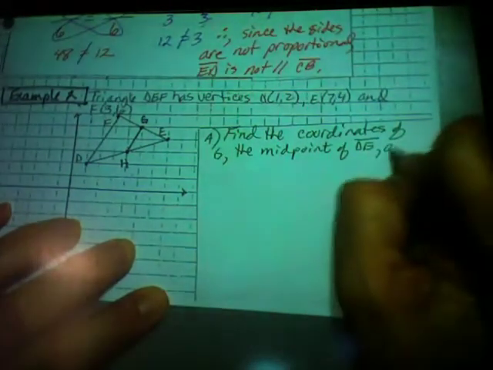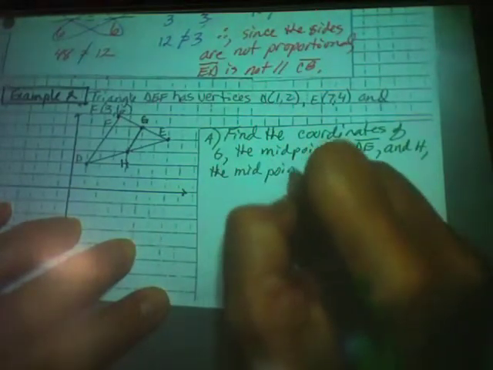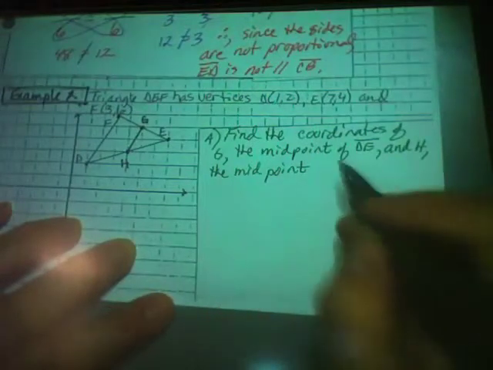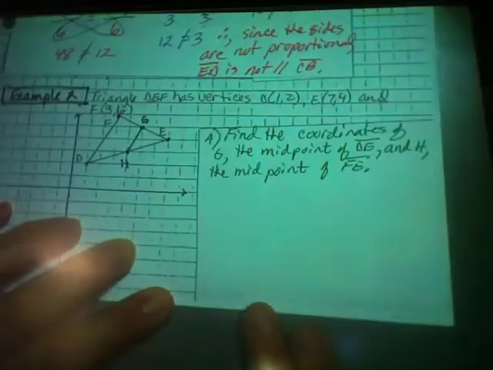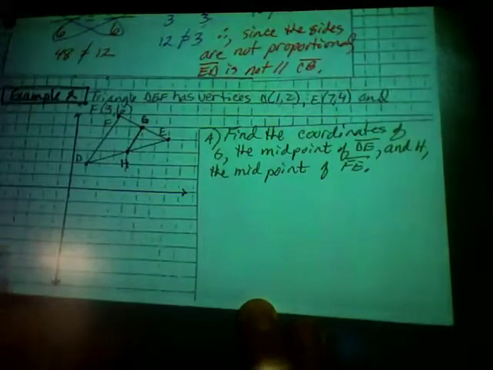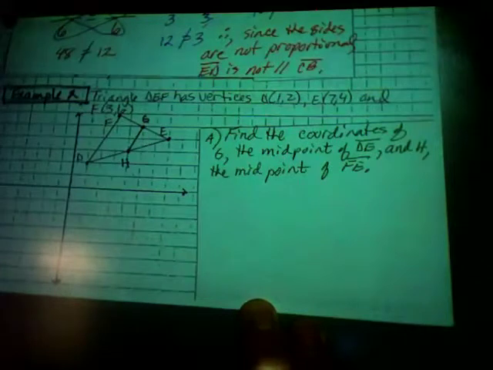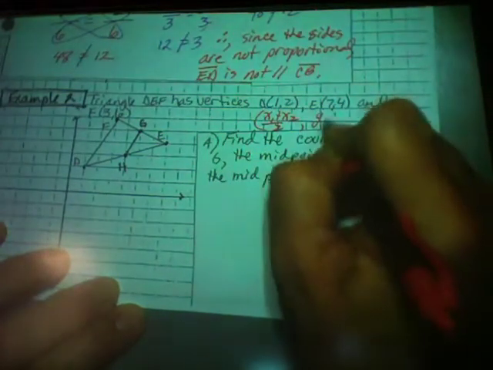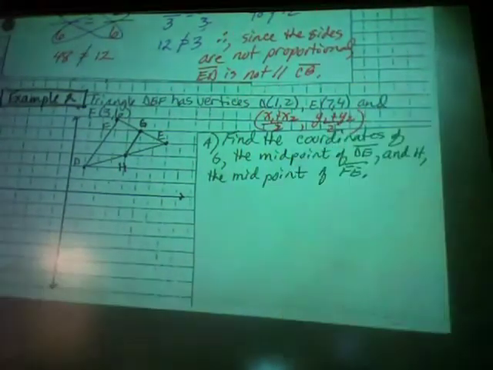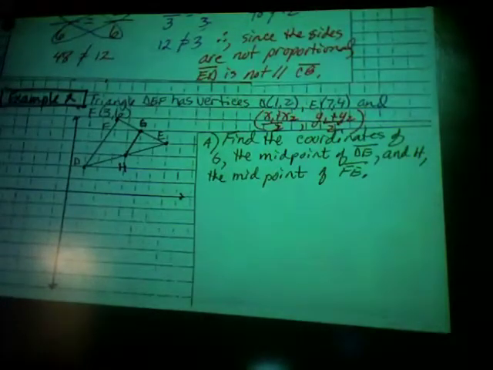and H, the midpoint of FE. I was going to wipe this out, but that really wasn't their original problem, just so you know. So how do you find the midpoint? What's the formula? X sub 1 plus X sub 2 over 2, comma, Y sub 1 plus Y sub 2 over 2, right? And it's an ordered pair. So you go ahead and find those.